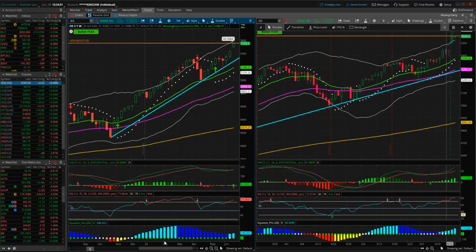And then we use these colored dots because there was a question on the squeeze earlier, and Candy's got a nice write-up on it. So if you just go to Candy's Corner and you look at the TTM Squeeze or Squeeze Pro, this is the Squeeze Pro with a different coloring scheme.